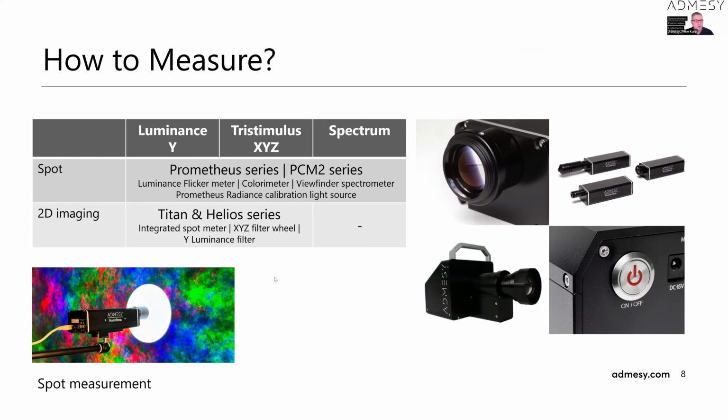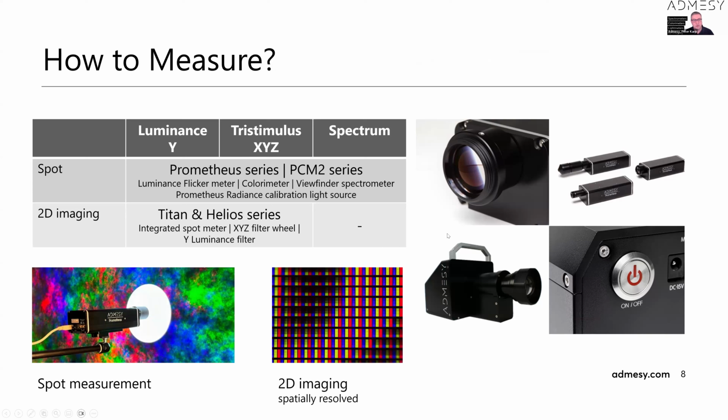And then the second possibility is that you want to assess the color characteristics and everything spatially resolved with a so-called 2D imaging colorimeter. And Admesy offers for both of those measurement types, spot and 2D imaging measurements, different solutions. Our Prometheus series for spot measurements and the Titan and Helios series for 2D imaging.